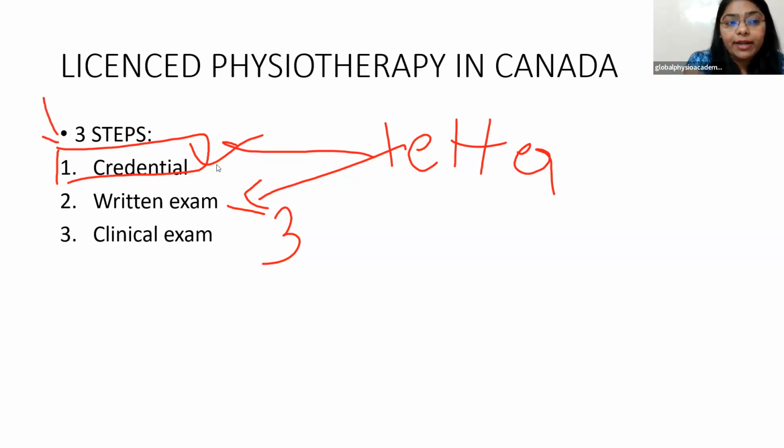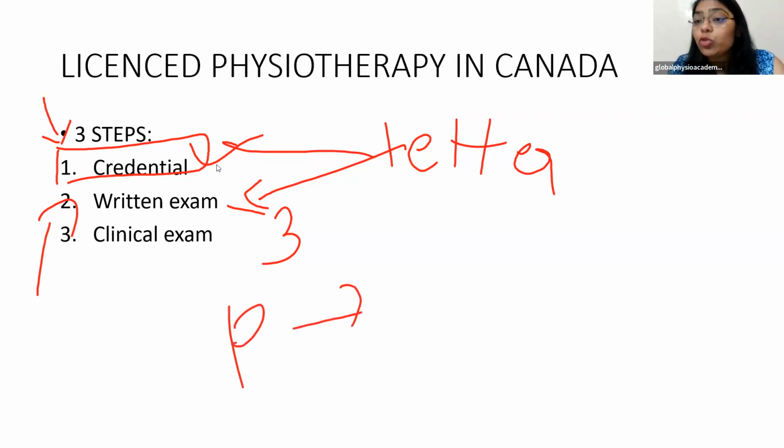So I want to go with the steps. The credential you can do when you are in India. And for you guys, it is good news that you can also give the written exam from India. But it depends on you. If you want to give the exam in Canada as well as in India, it is very, very easy. So once the credential is done, you are eligible for the written exam. And if you pass the written exam, you are able to work as a resident PT.